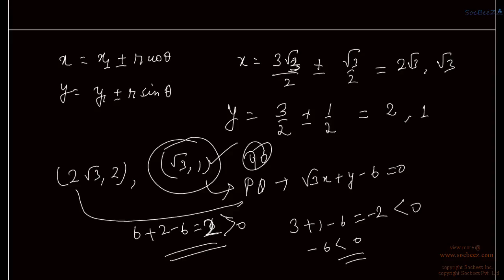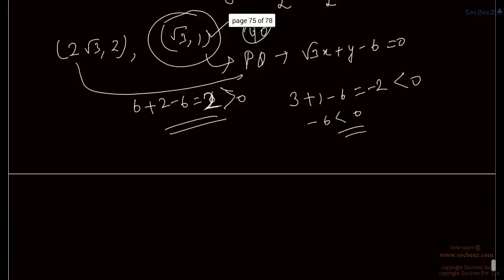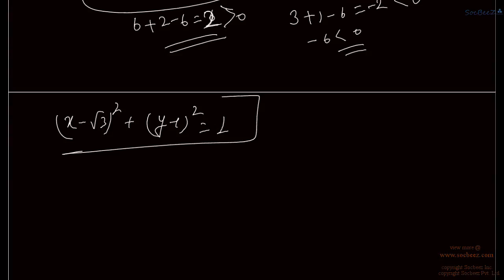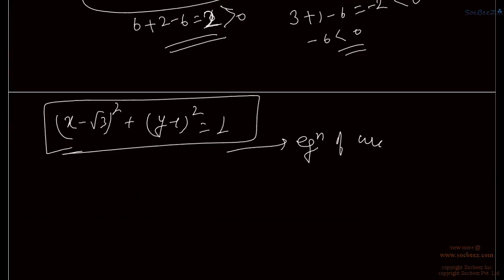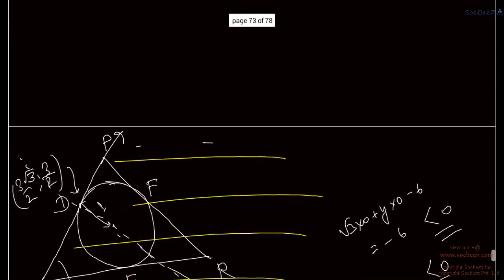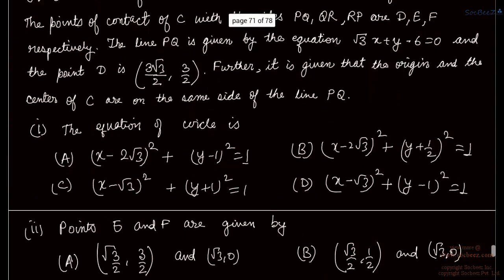So root 3, 1 must be the center of the circle. So we have the equation of the circle as x minus root 3 whole square plus y minus 1 whole square is equal to 1. This is the equation of the circle. So from this, option D is the correct option.